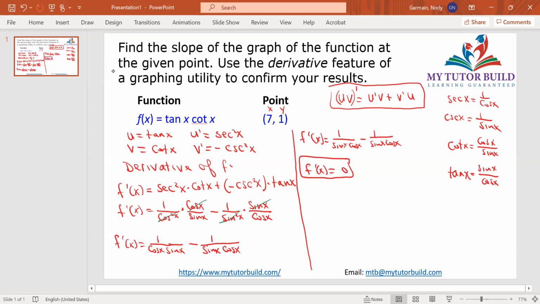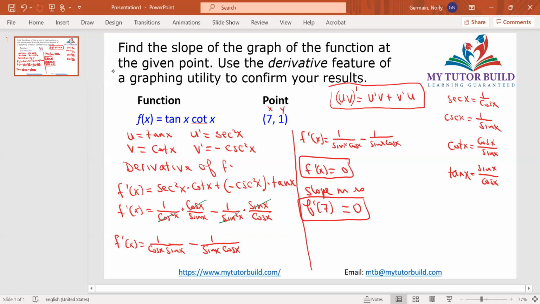Now the question was to find the slope. The slope, usually we call it m, is f prime of 7, because you have the point with x equal to 7. 7 is x and 1 is y, but because in that function we don't have the y variable, we only have x, we're going to substitute x for 7. But there is no x because the derivative is 0, so the slope is simply 0. And this is what the question is asking you to find.